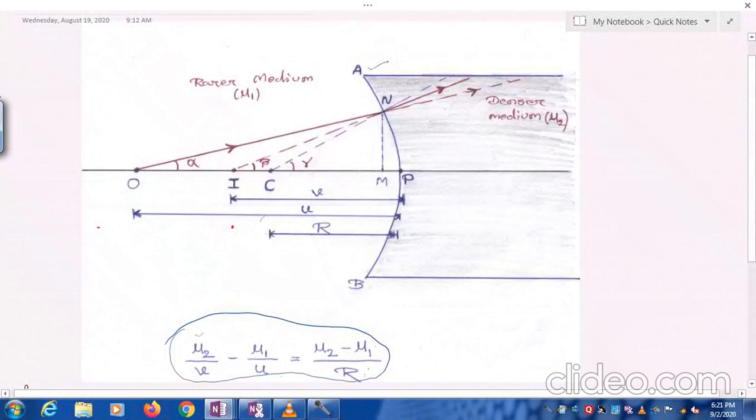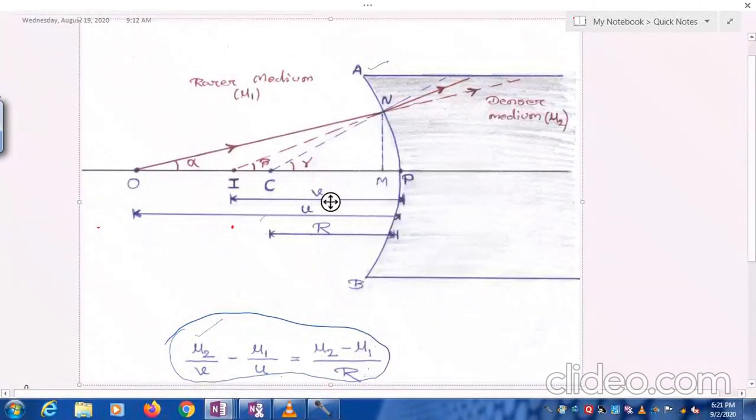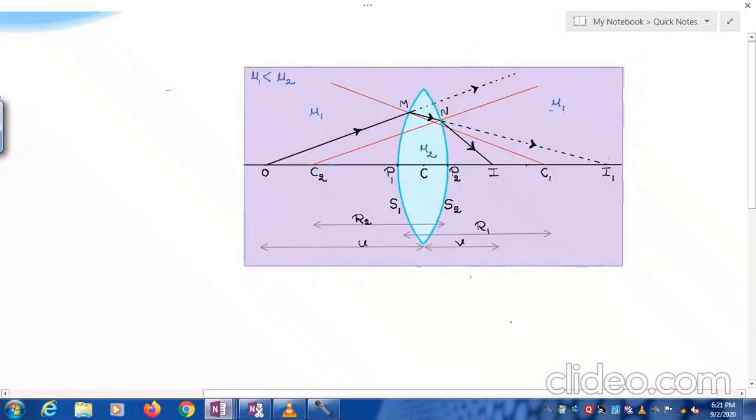There also we got the same formula, that is mu2 by V minus mu1 by U is equal to mu2 minus mu1 divided by R. We will apply this formula for the refraction at two spherical surfaces of the lens. Now let us start the derivation.